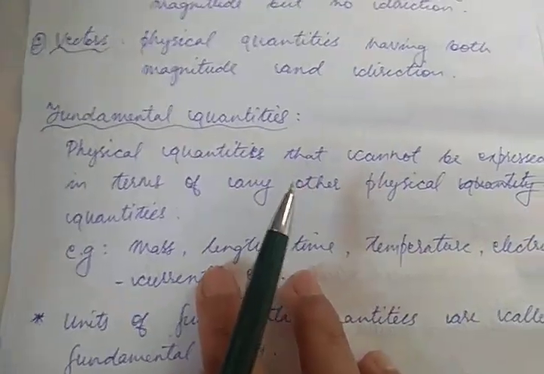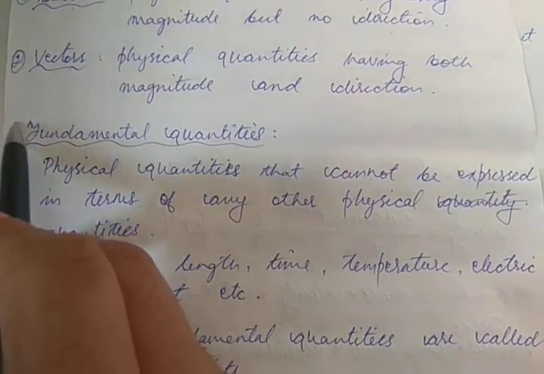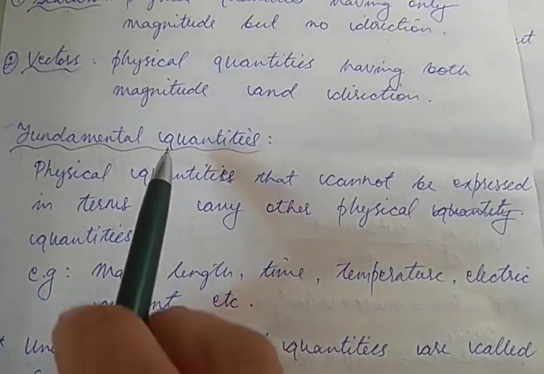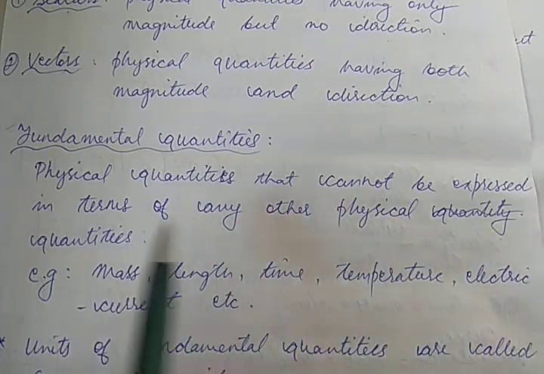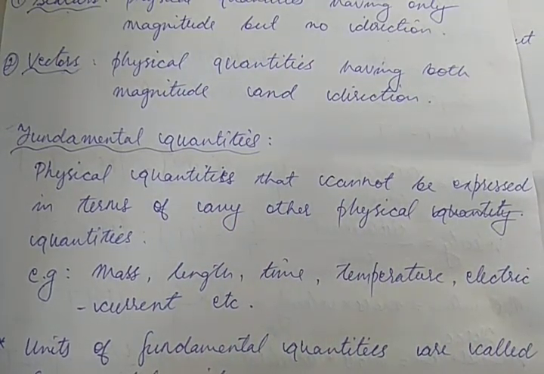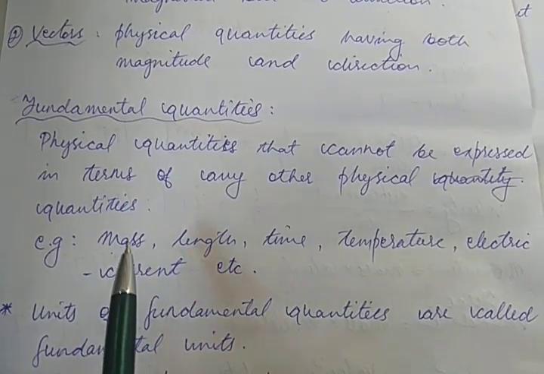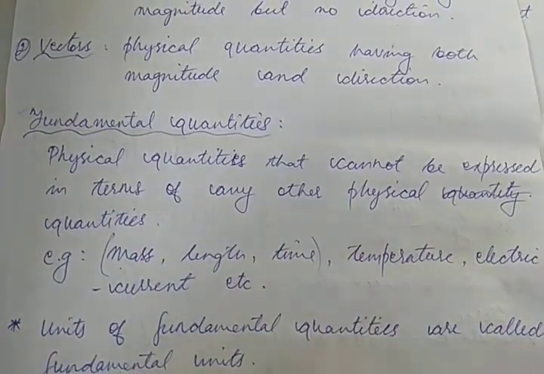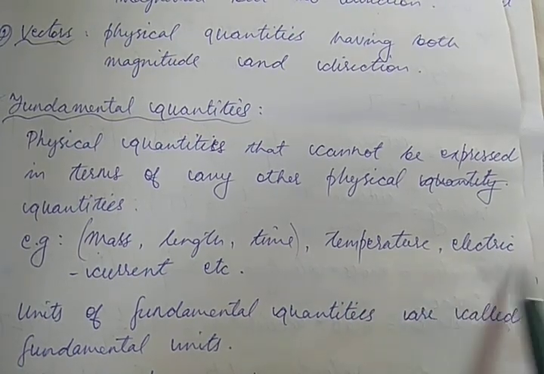Some physical quantities are called fundamental quantities, and some are called derived quantities. Let us look at fundamental quantities first. Fundamental quantities are physical quantities that cannot be expressed in terms of any other physical quantities. For example, mass cannot be expressed in terms of any other physical quantity. Mass, length, time, these three are the most basic, most fundamental physical quantities. There are others which have been added later, like temperature and electric current.